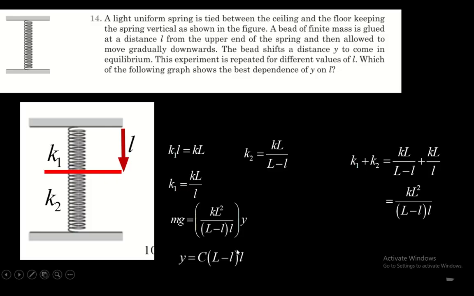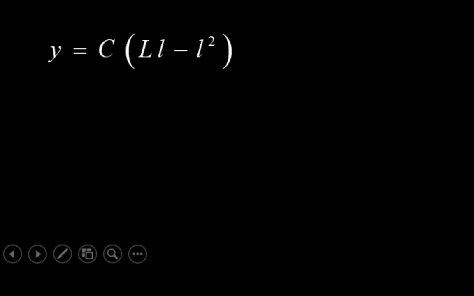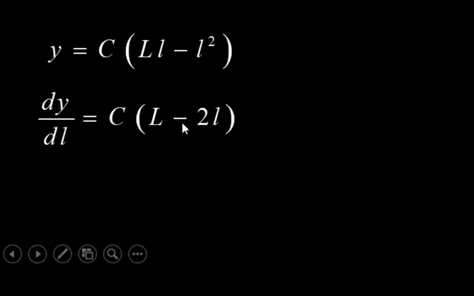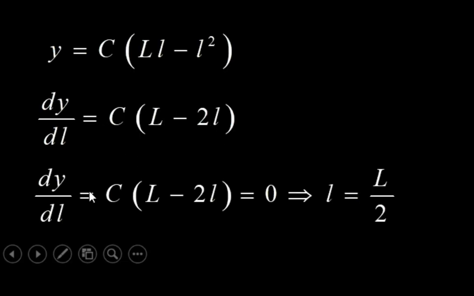And from here we can see that y depends on this quantity, L minus l into small l, and the rest of the quantities are constant. So we have this expression, and we have to draw the graph of this expression and see which of the given options is correct. So let's see how to draw the graph of this. So we have this expression, y is equal to some constant into this. Now differentiate to find at what value of l this y becomes maximum, and for that put dy by dl equal to 0 to find l is equal to L by 2.